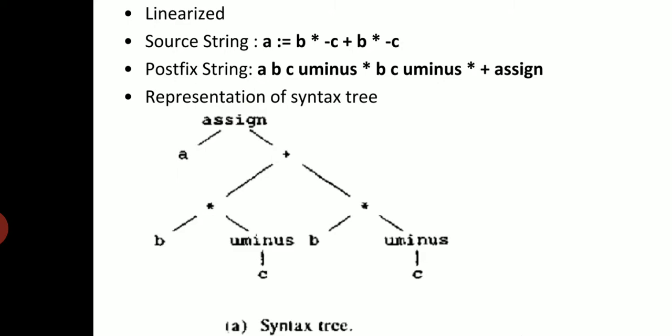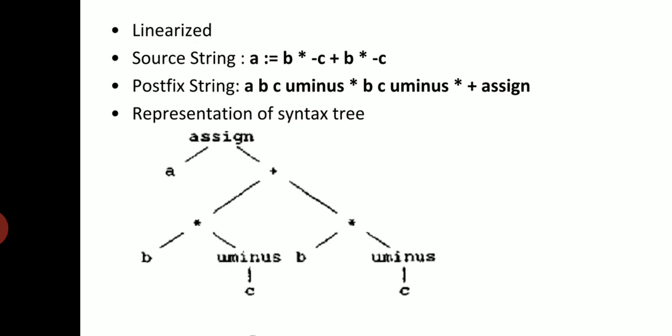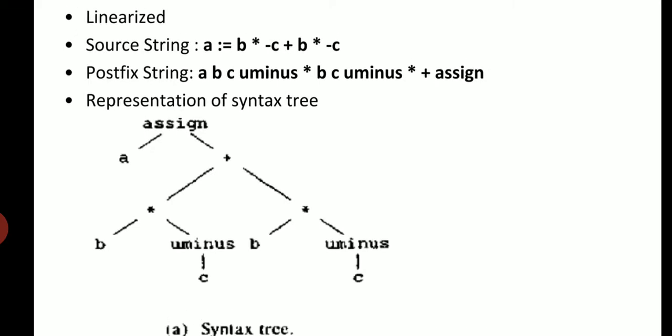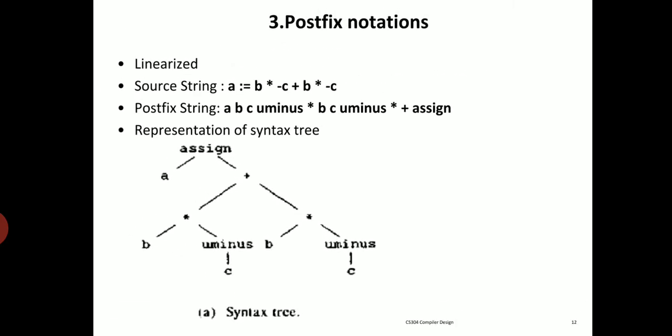Again the plus has a right child. So again you recursively perform the postorder traversal, left, right, root. Left is b, then right is c, then unary minus, then star. So we have completed the left, right, then come to the root, that is plus. Then here also we have completed the left, and this is the right, and this is the assign. So that is the example of a postfix notation. That is another form of intermediate representation.